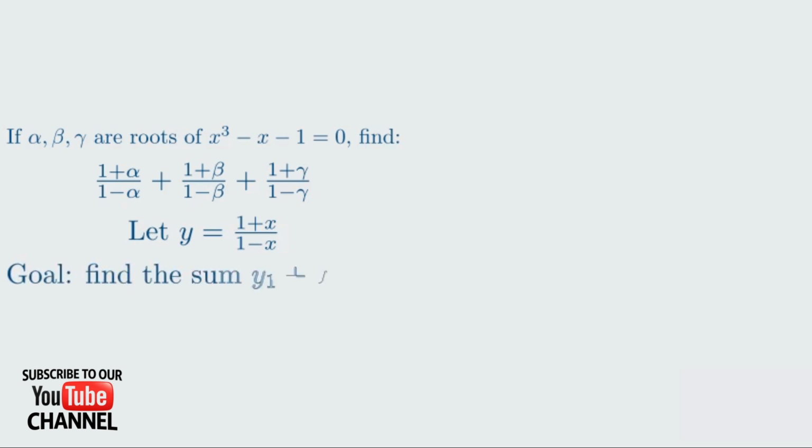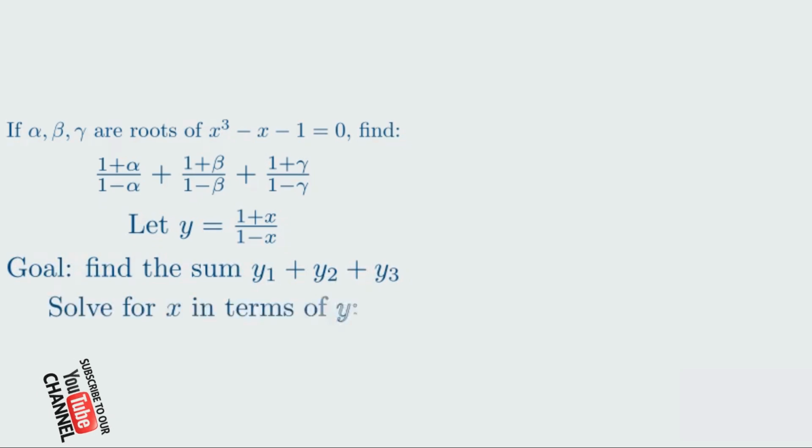Since alpha, beta, and gamma are the roots for x, the three corresponding y values will be exactly the three terms we want to add together. If we can find a new polynomial equation where these y values are the roots, we can simply find the sum of its roots. To do this, we first need to express x in terms of y. Let's solve our equation for x.